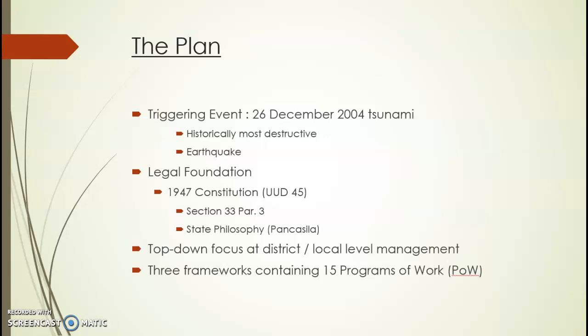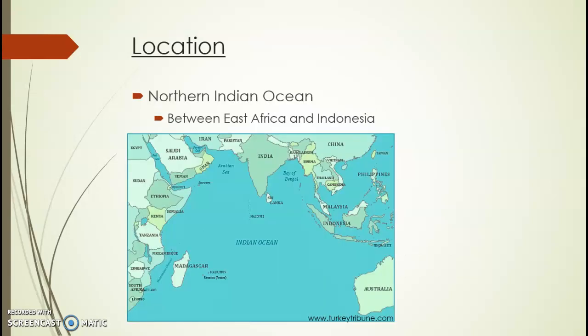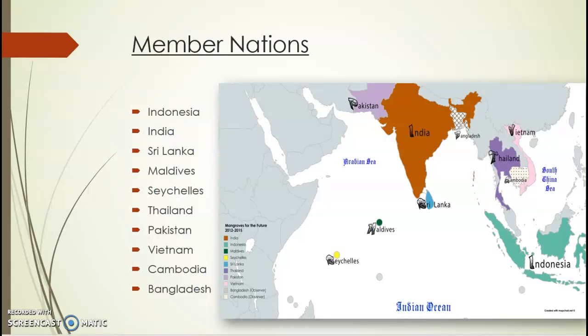This is a top-down focus at the district and local level management. It contains three frameworks containing 15 programs of work. Located primarily in Indonesia, it is also implemented regionally in the northern Indian Ocean between East Africa and Indonesia. There are 6 initial member nations, and they are Indonesia, India, Sri Lanka, Maldives, Seychelles, and Thailand. Later, Pakistan, Vietnam, Cambodia, and finally Bangladesh all joined in.